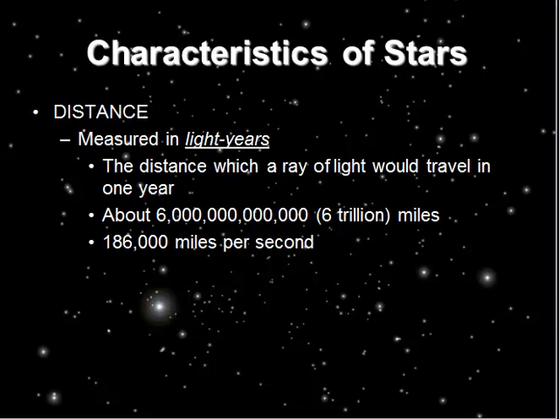Let's discuss some characteristics of stars. For example, distance, which is measured in light years. The distance which a ray of light would travel in 1 year, which is about 6 trillion miles, at 186,000 miles per second.